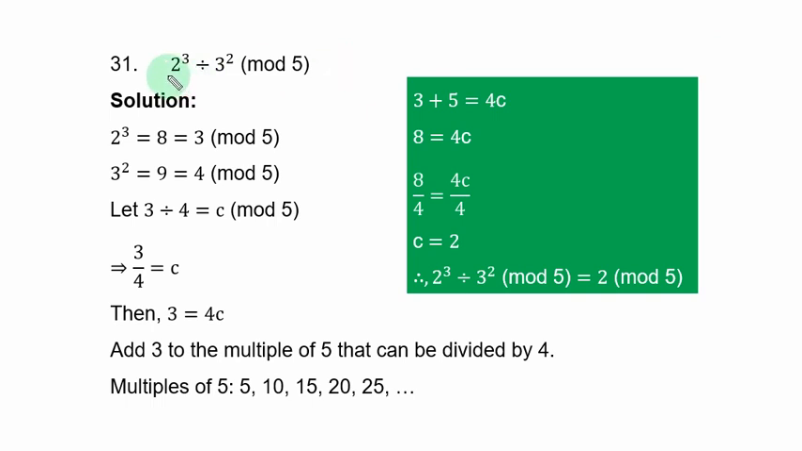Example 31. You have 2 cube divided by 3 square modulo 5. 2 cube is equal to 8. 8 is not an element in modulo 5. If you divide 8 by 5, you have 3 modulo 5. 3 square is equal to 9. 9 is not an element in modulo 5. If you divide 9 by 5, you have 4 modulo 5. So the problem is 3 divided by 4 modulo 5.